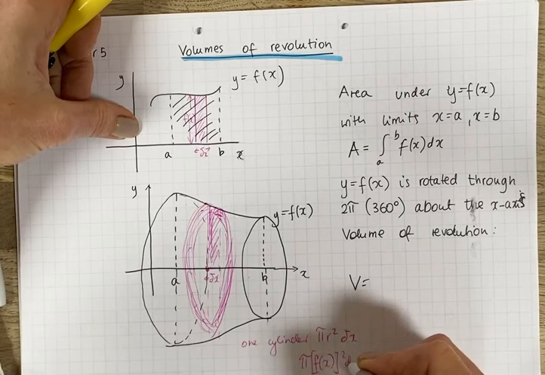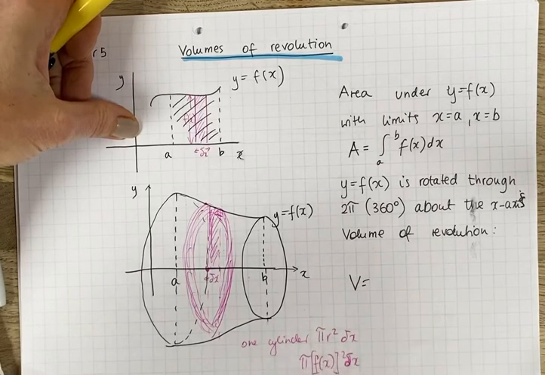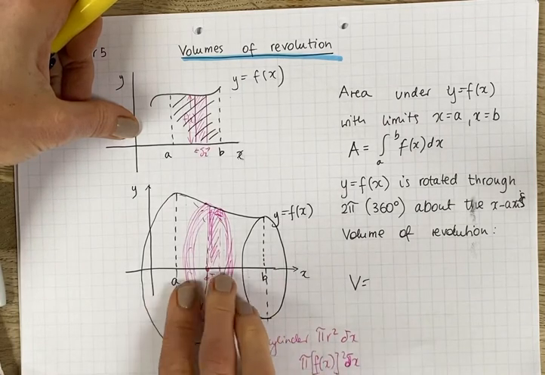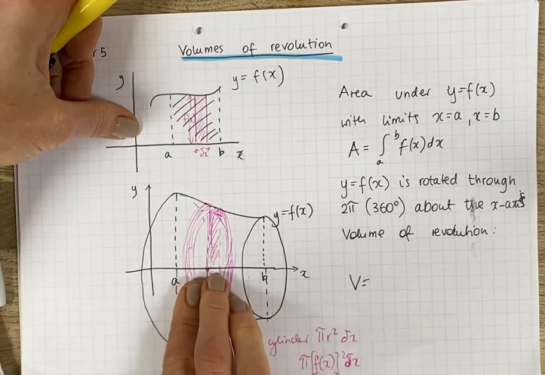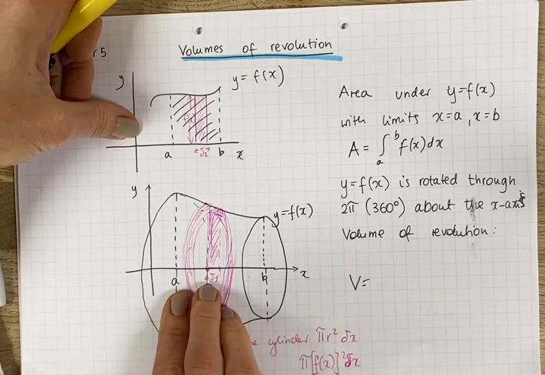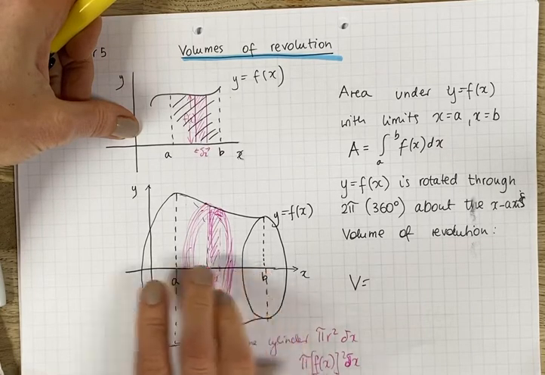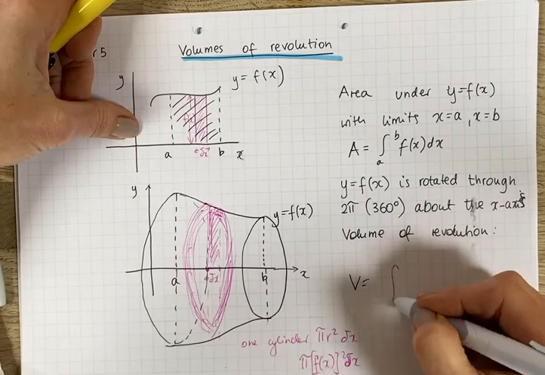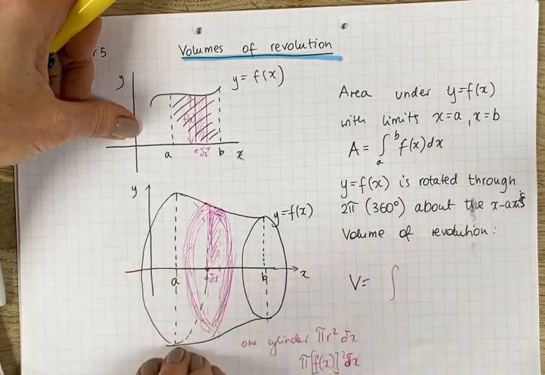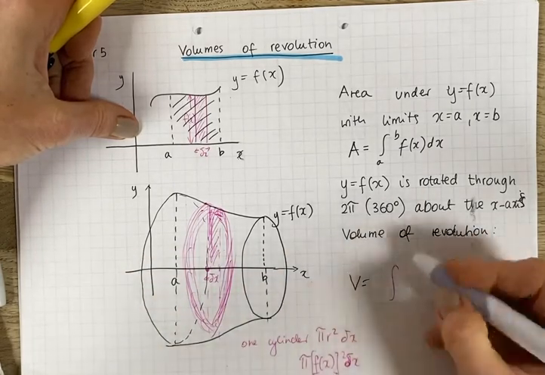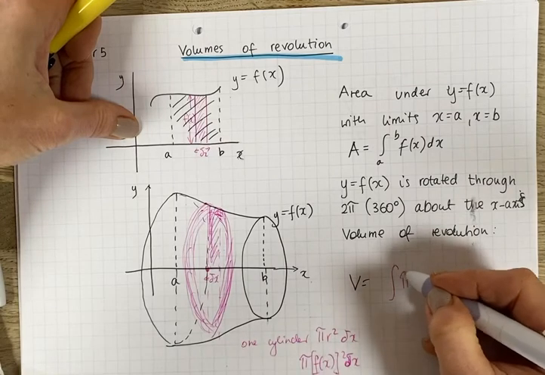There you go, delta x. So the idea of integration is that you're making the thickness of each cylinder smaller and smaller, and you are allowing a sum of loads of those cylinders. Okay, so effectively you are going to get pi.